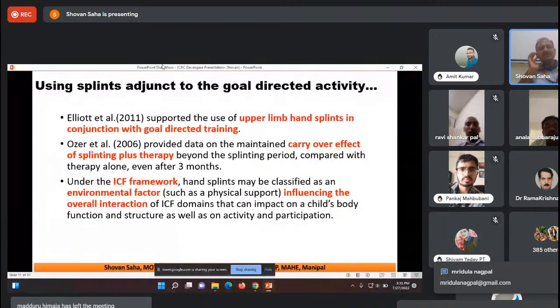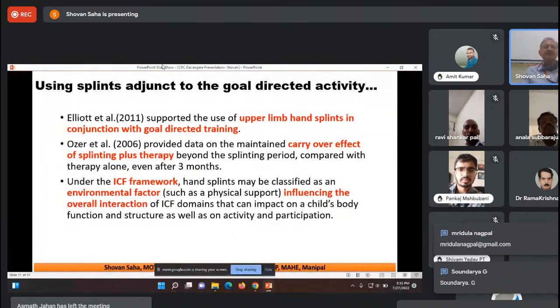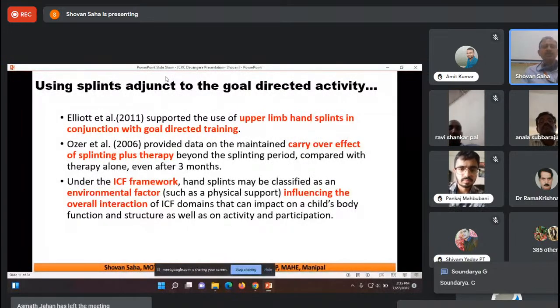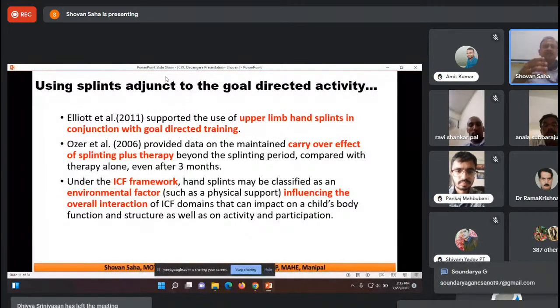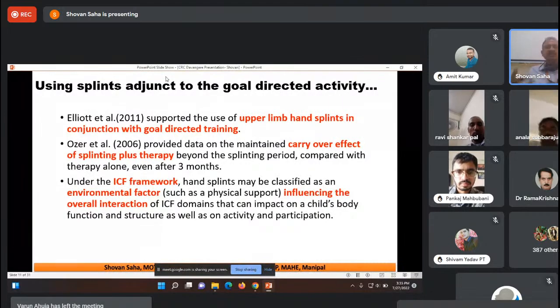So, upper limb hand splints in conjunction with goal-directed training. Many of the splints, which I will show you later on, go on to become part of therapy. There are splints which the patient need not use all the time. It will be in a very rationed way: for therapy you use it, and then take it off. So there is one variety of splints.